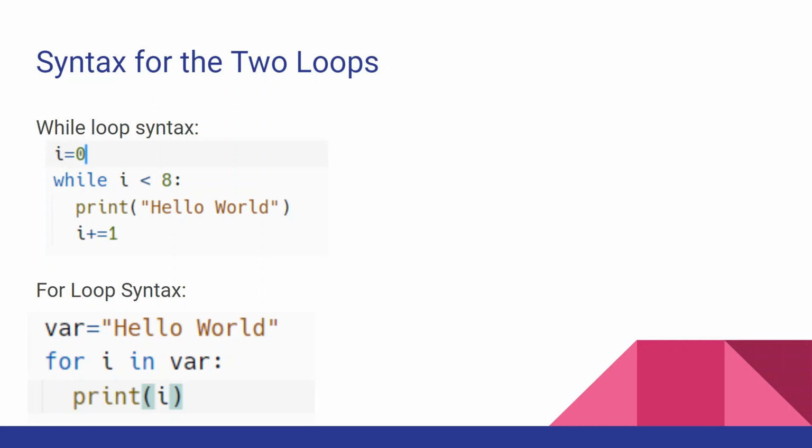Alright, so now let's talk about what's being printed. First, our while loop. Every iteration it's going to print a whole sentence saying hello world, meaning it'll say hello world 8 times. Now for the for loop, it would be for i in var, and what it does is print H, then E, then L, then L, then O, then space, then W, then O, and so on. So this is going to be a very different result compared to our while loop.